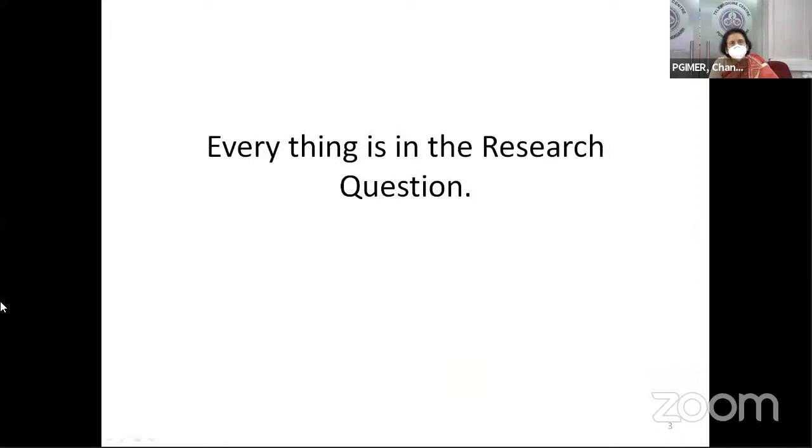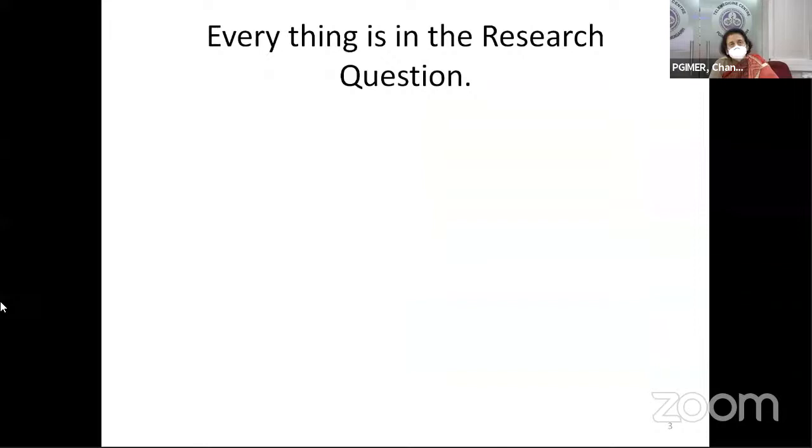And a whole lot of us were working on different types of diseases, like tuberculosis, bronchial asthma. You all must be having something in your mind on which you want to frame a question. So the first thing you do is to frame a question. And then we see what is the type of question that you come with. So everything is actually there in the research question, which is of extreme importance.